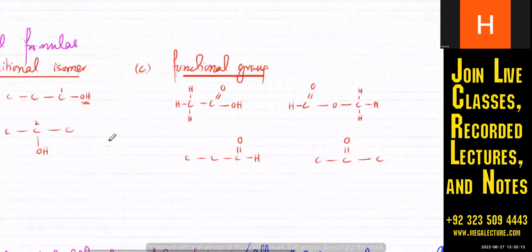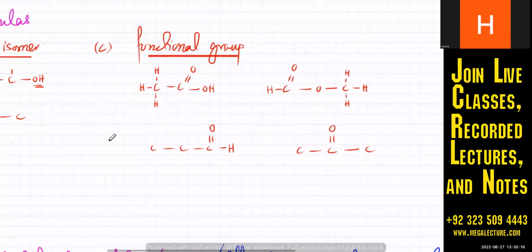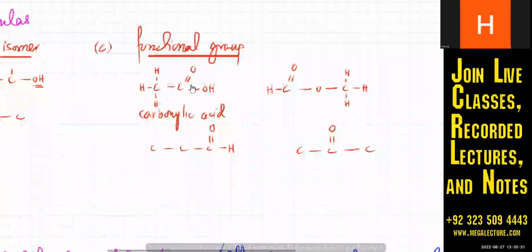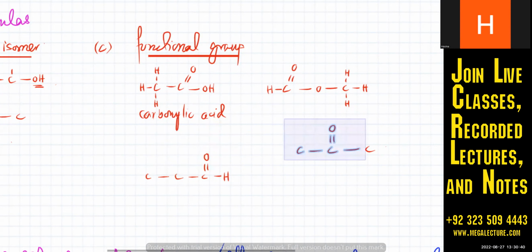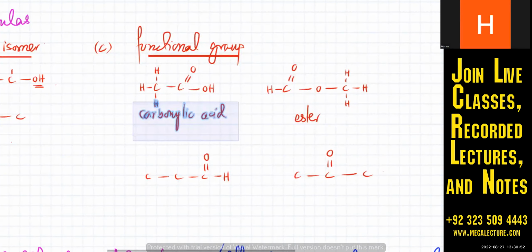And the third one is a functional group isomer. In a functional group isomer, you can change the functional group. Like you had a carboxylic acid, and you can change it into an ester. This one over here is an ester. So you can do that as well.